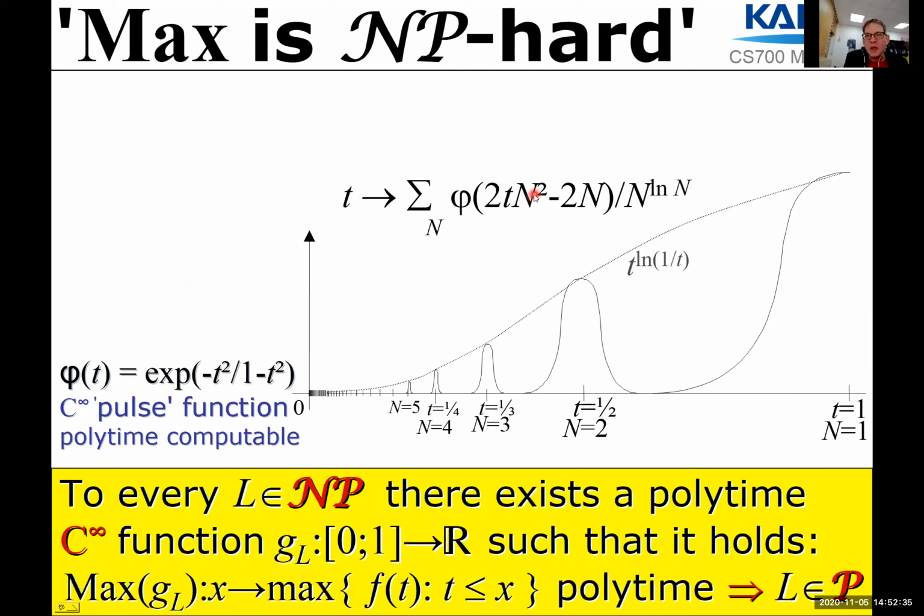And if you take the first derivative, you see that there's an n squared according to the chain rule coming in here.